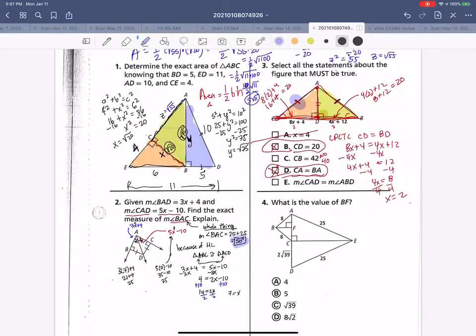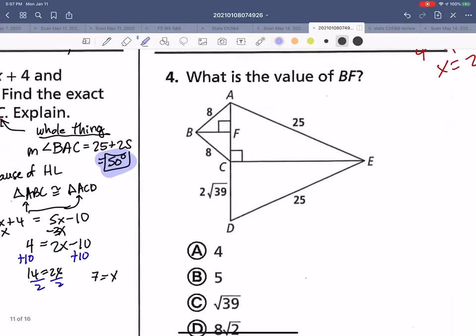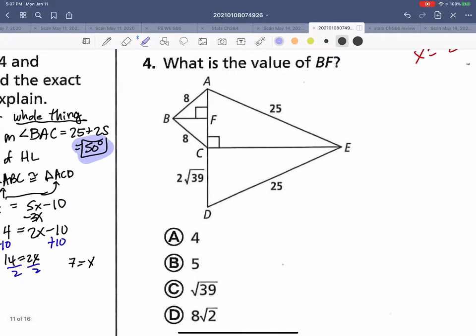Question number 4. What is the value of BF? Ooh, we did a couple of these in class. These are kind of cool. Okay, so that's 8 and that's 8. Notice they share this side. So that's hypotenuse leg, okay? That means this length and this length must be equal to each other. F is the midpoint. What else do we see?